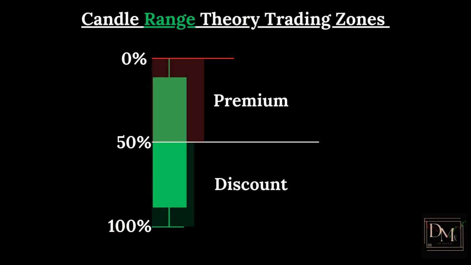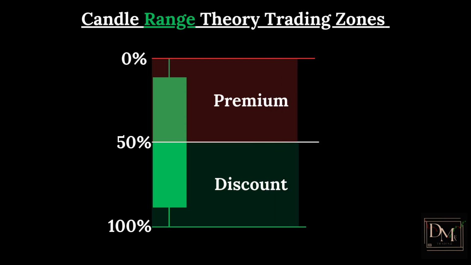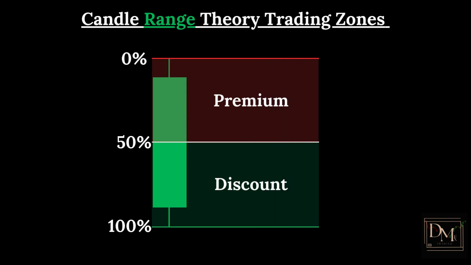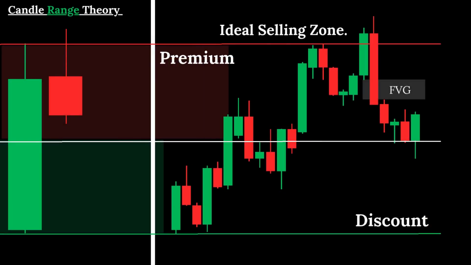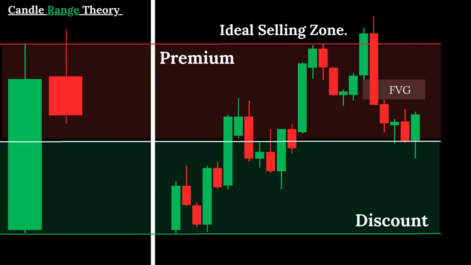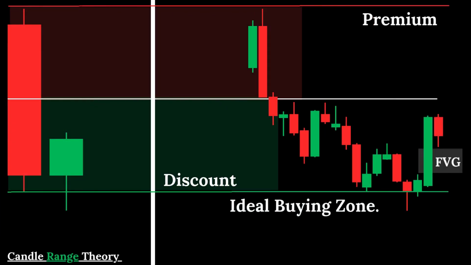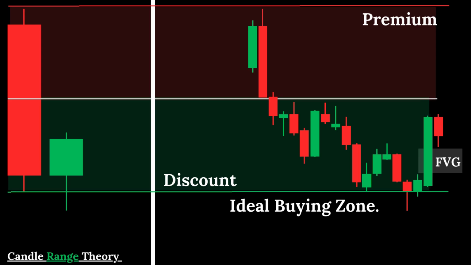Next up, every range contains 2 zones. There's the premium, which is above the 50% mark, and that's really the optimal selling zone. Then there's the discount, which is below the 50% mark, and that's your ideal buying zone. If you're entering short, your fair value gap should be within the premium. If you're going long, it should be from the discount zone. This, honestly, adds logic and precision to your trades, because you're not just following structure, you're entering at the best price within that structure.